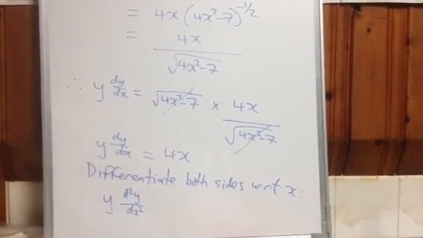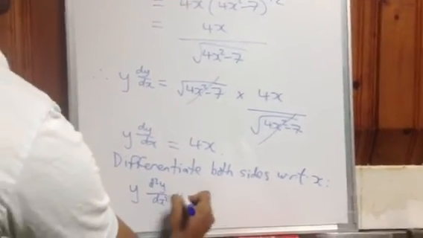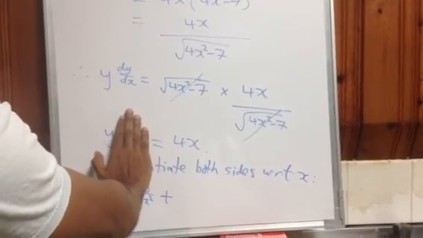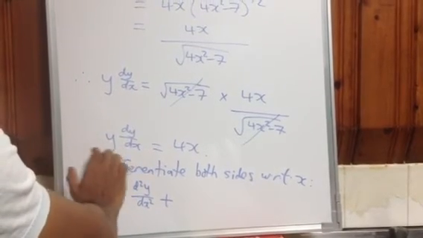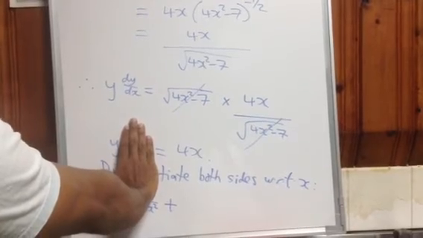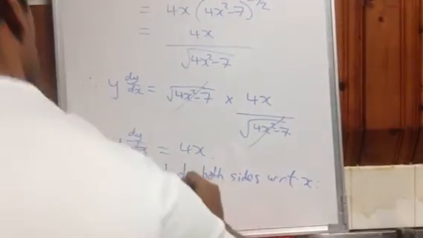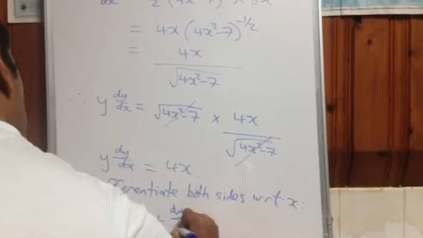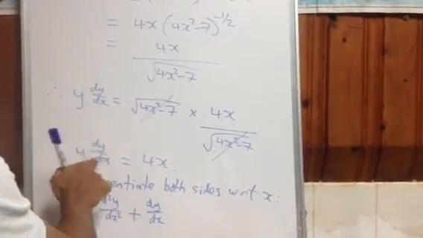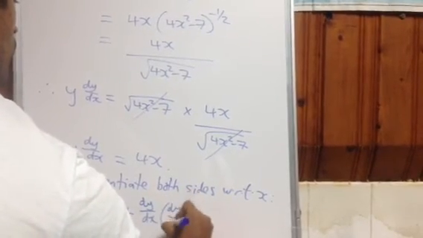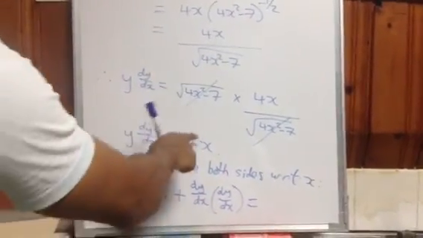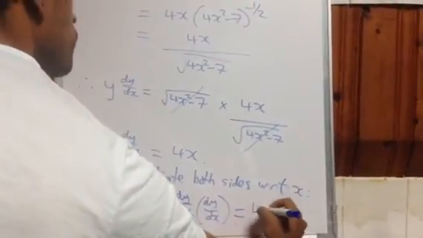d2y/dx2. Now, plus, so I'm applying the product rule, dy/dx is going to stay as is, and I'm going to differentiate y with respect to x. When I differentiate y with respect to x, I get dy/dx. And then I simply write dy/dx, that's this dy/dx here. And that's equal to, differentiating the right hand side, the differential of 4x is 4.